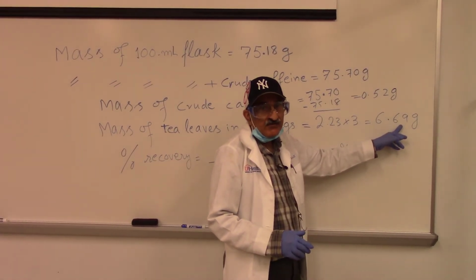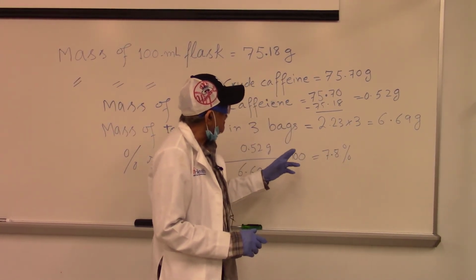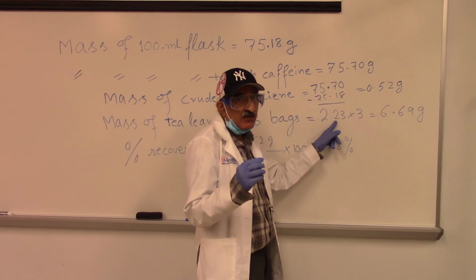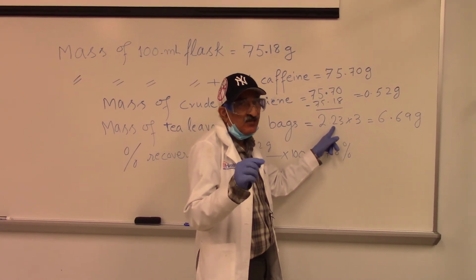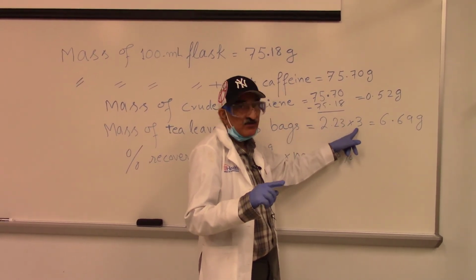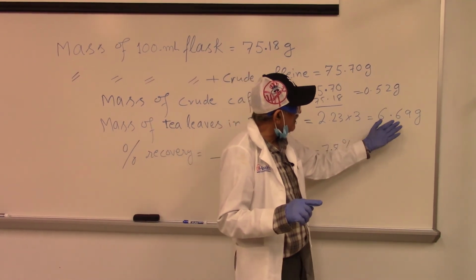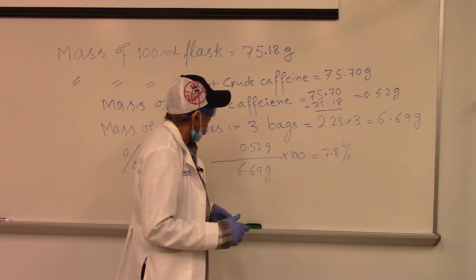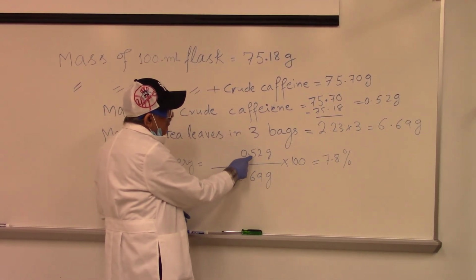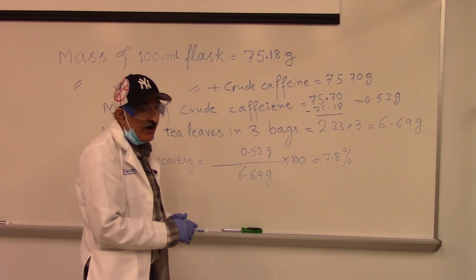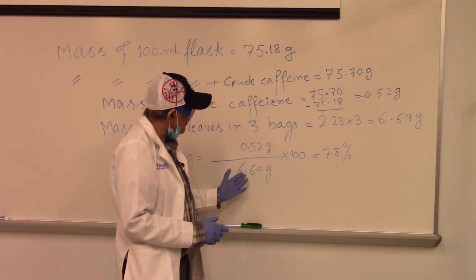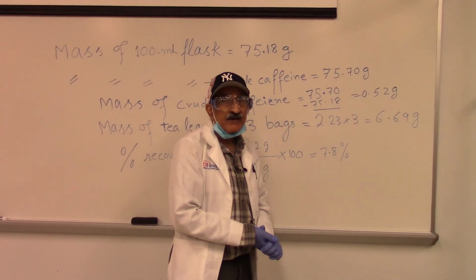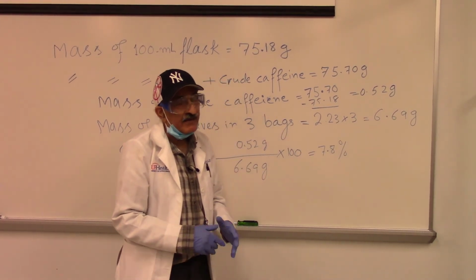Remember, we used 6.69 gram of tea leaves. How do we know that? Because the mass of tea leaves in one bag was 2.23 gram, and then we used 3 bags, and therefore the total mass of tea leaves is 6.69 gram. So out of 6.69 gram of tea leaves, we have 0.52 gram of crude caffeine. 0.52 divided by 6.69 multiplied by 100 will give you 7.8%.